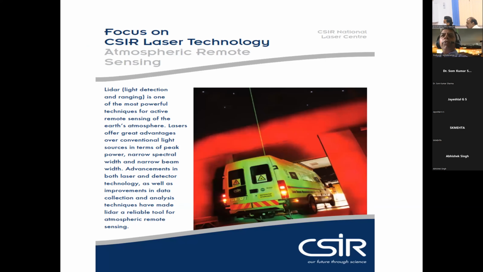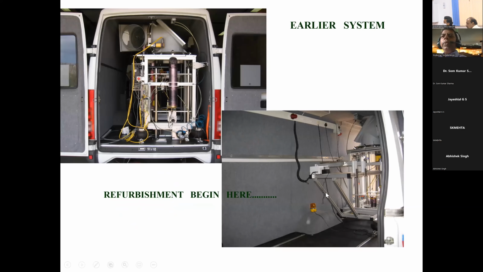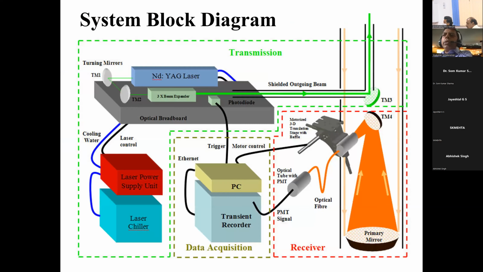This is the first LiDAR system which I developed at CSIR for atmospheric remote sensing. It's on a vehicle, basically. I started from this stage. Then we completed the system with different lasers and scanners and other parts for addressing different kinds of pollution and for atmospheric gas scattering as well.